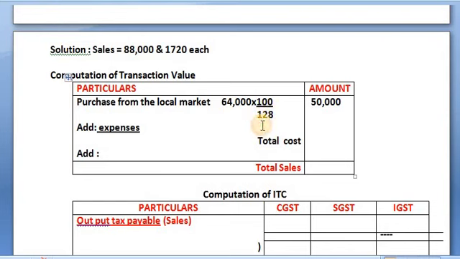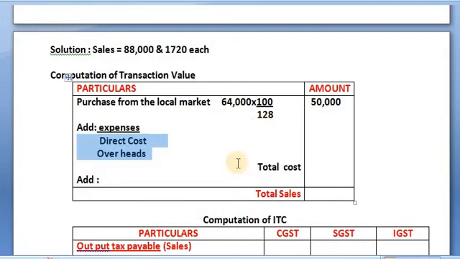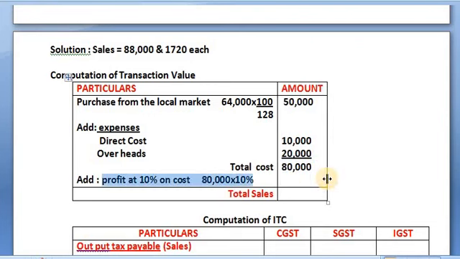Now they have given you some expenses. Go for adding all the expenses. What are the expenses they have given? Direct cost and overheads. How much is the direct cost? 10,000. Overhead is 20,000. So total cost will be your 80,000. And at the same time they have told on cost 10% profit. So profit at 10% on cost. What is your cost? 80,000. Into 10% you will be getting 8,000. The total sales is your 88,000.